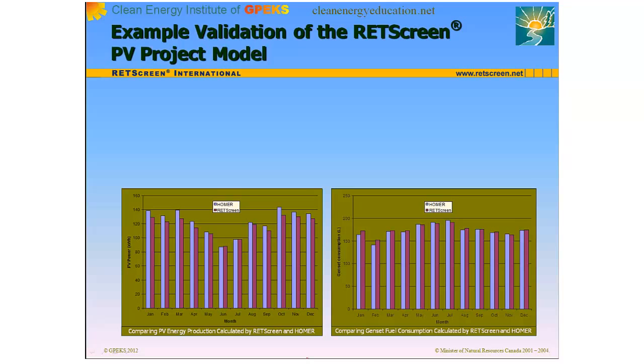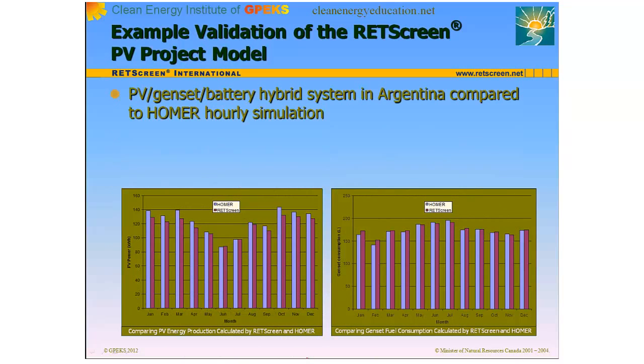Example validation of the RETScreen PV project model. The RETScreen software has been validated in a number of ways. For example, RETScreen has been compared with the National Renewable Energy Laboratory's HOMER simulation tool, which uses hourly solar insolation data. In particular, an off-grid PV battery genset system in Argentina was examined.